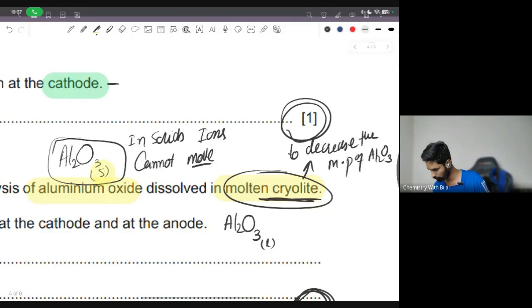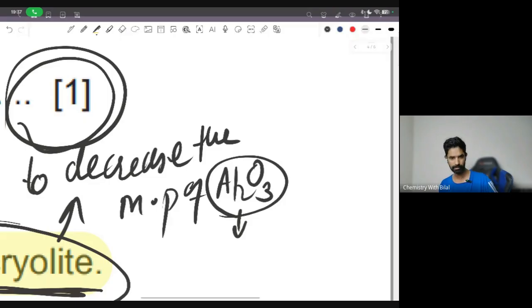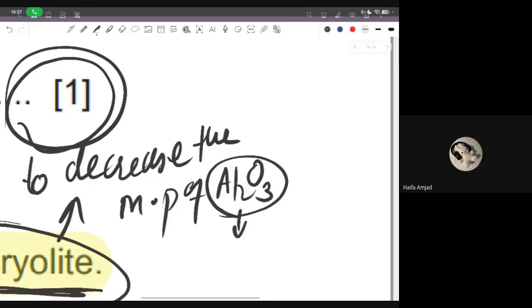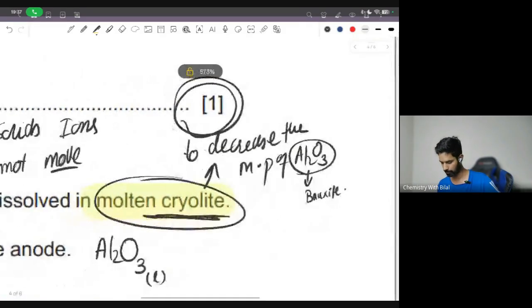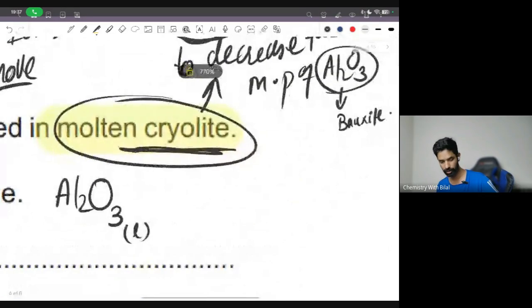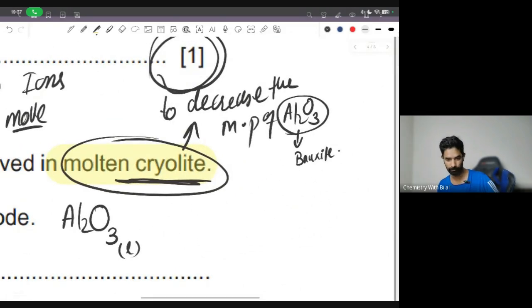What is the name of aluminum oxide, by the way? Anyone in the class? The name of aluminum oxide. Although we haven't studied it, I expect you to answer. Yes, bauxite. Zoya? It's called bauxite. The name of aluminum oxide is bauxite. So to decrease the melting point of bauxite, we use cryolite. Now imagine you have it in molten form.